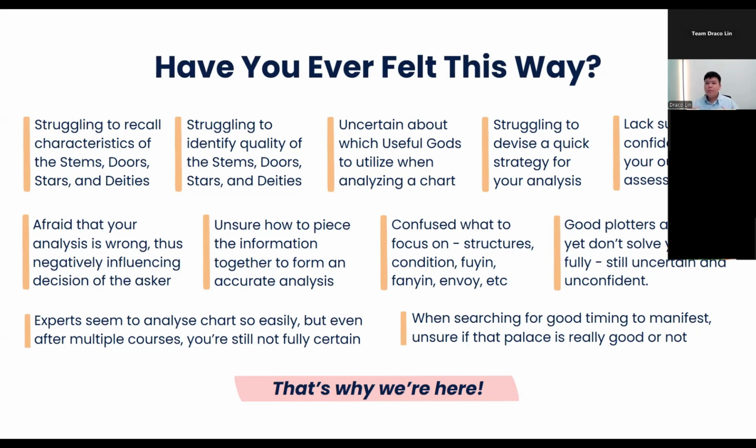Some of the very expensive course plotters really can't solve part of your pain. You're still very uncertain, or maybe you have joined a lot of programs, or you've been learning Qimen for so many years, but you still have some uncertainty in you, and you're still not confident enough to form an accurate analysis. These are all part and parcel of learning Chinese metaphysics, regardless of whether you're learning Qimen, 八字, 紫微斗数, or feng shui. You will always have this kind of consistent pain. This is a lifelong learning journey, so we understand this pain, and that's why we are here.